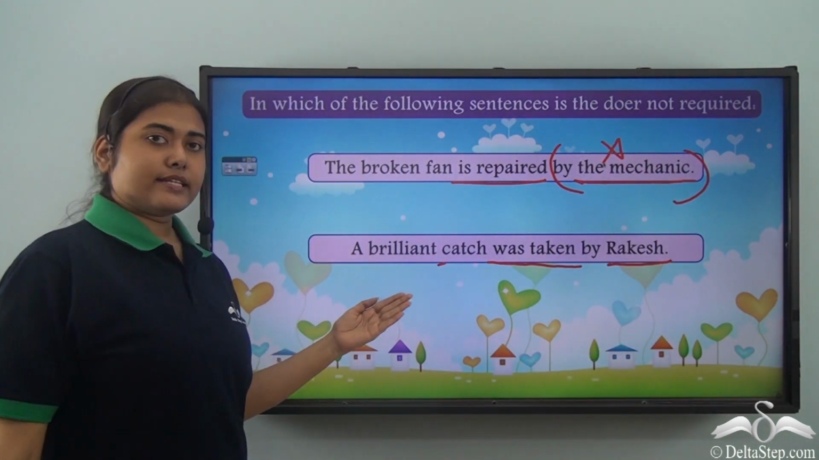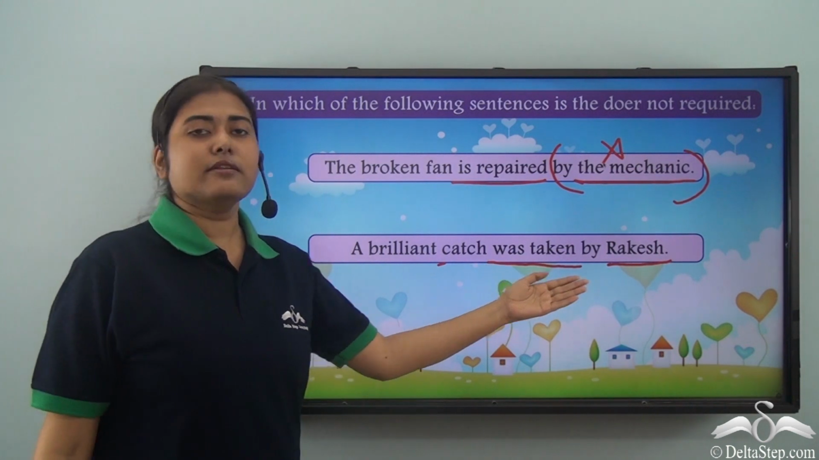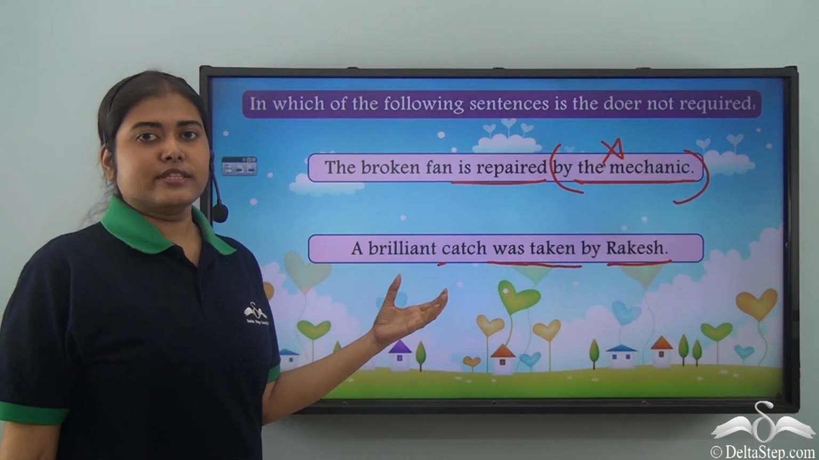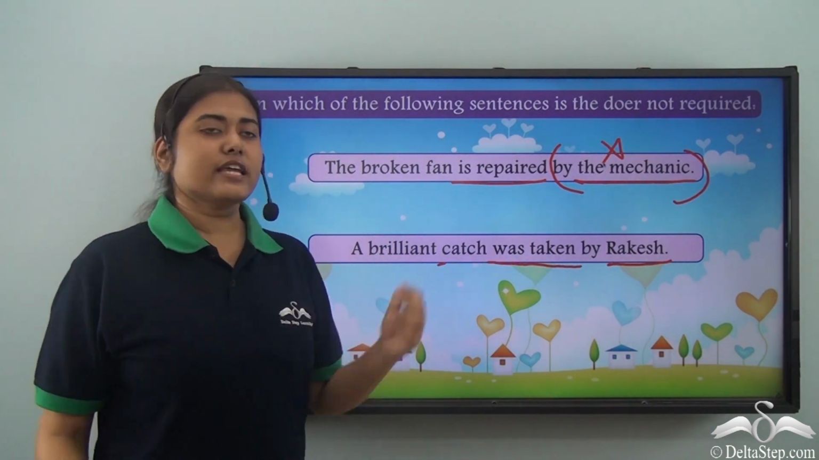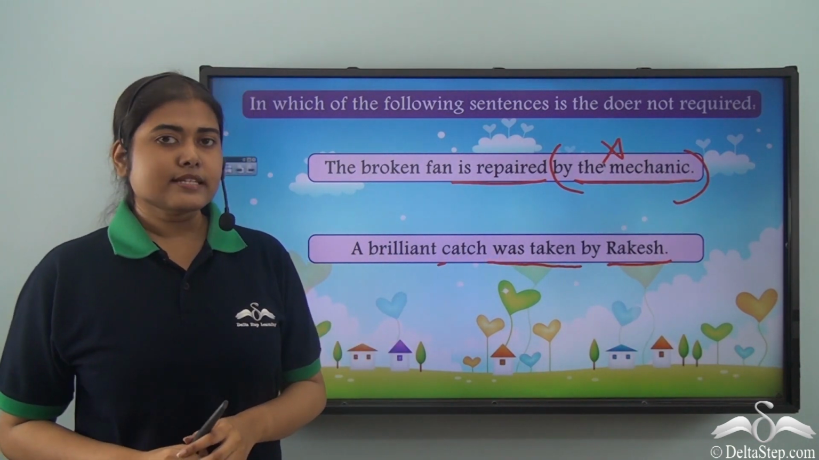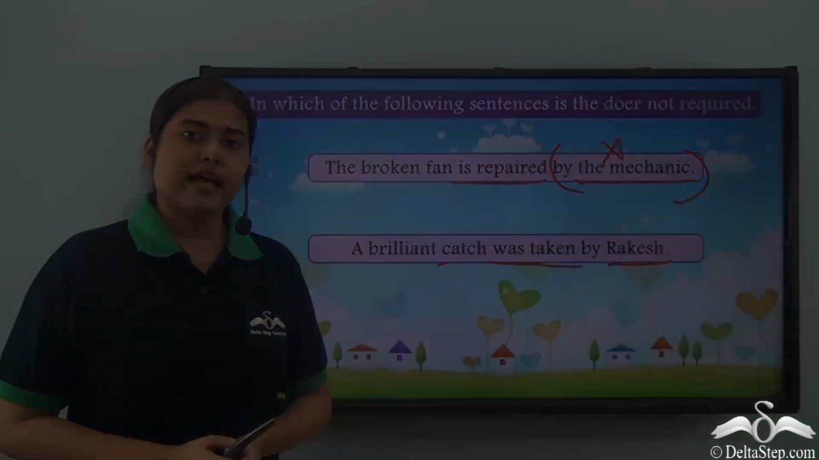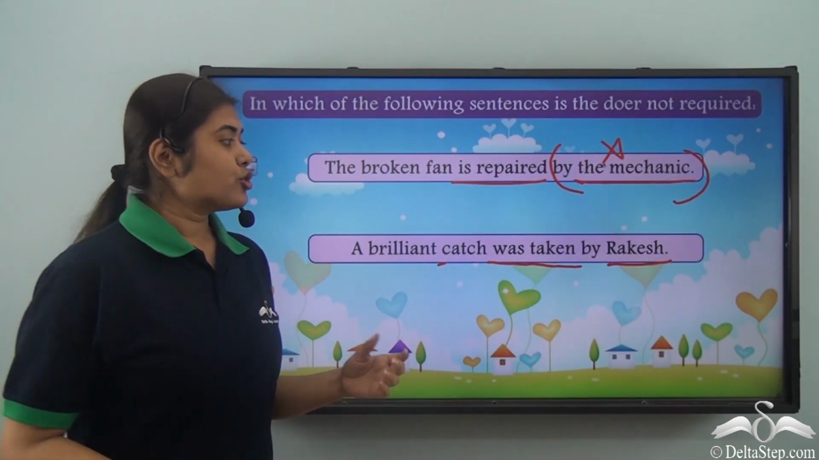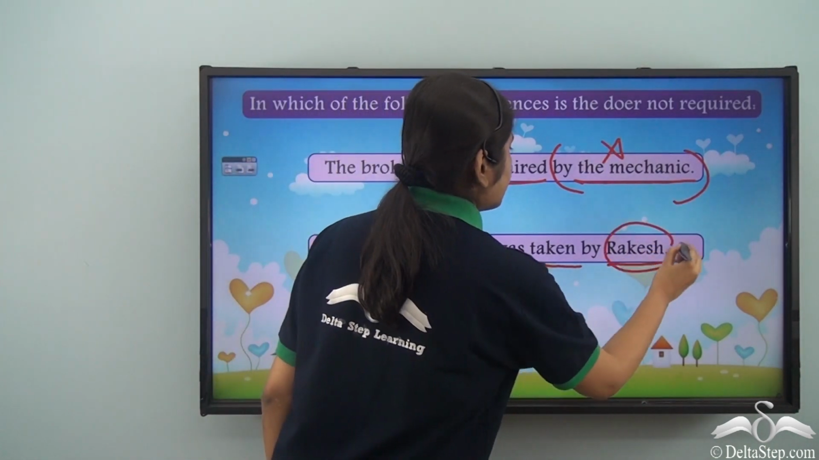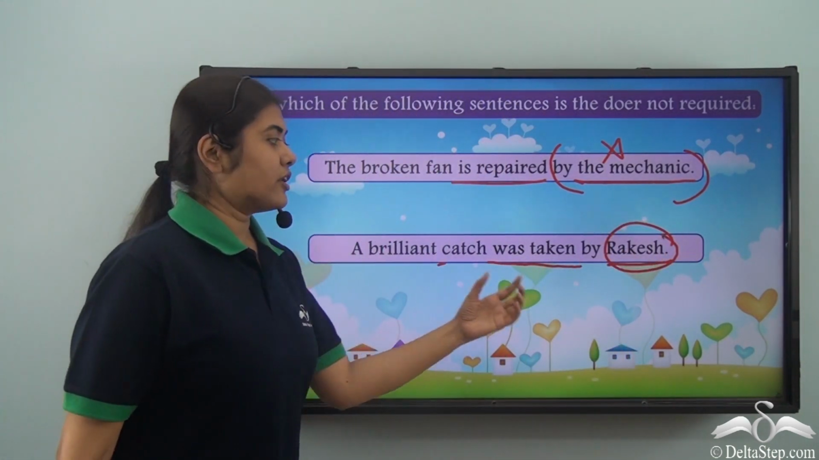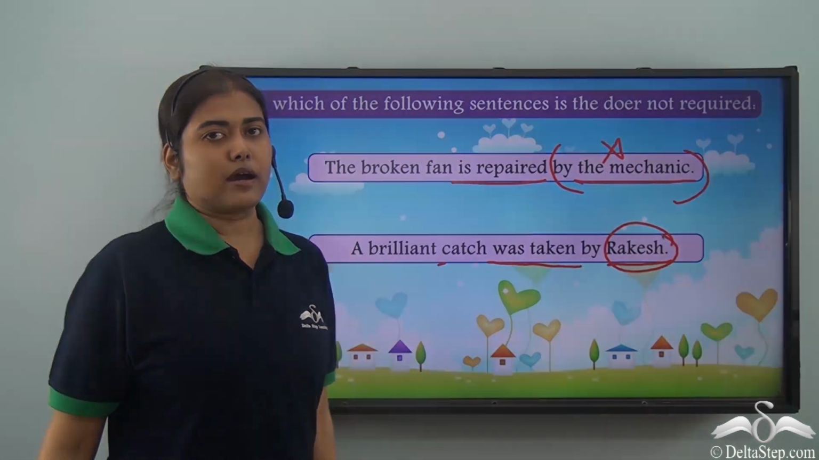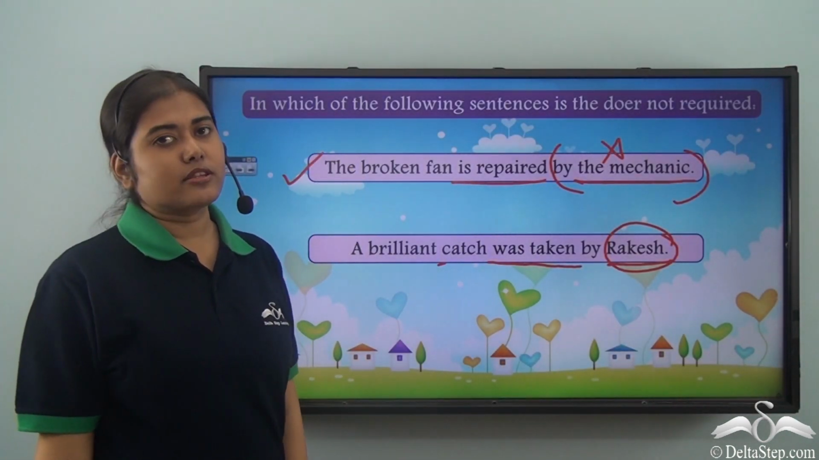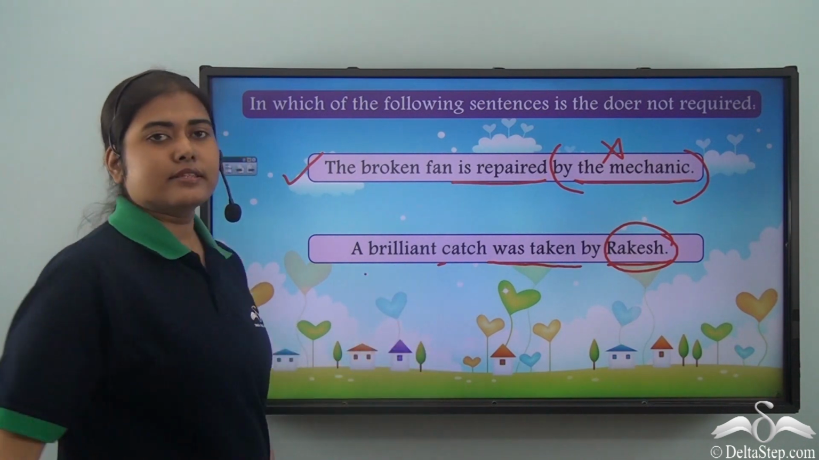But in this case, a brilliant cat was taken by Rakesh. Now, if I remove the doer in this case, a brilliant cat was taken, I do not understand who has taken that cat. It can be anyone other than Rakesh as well. So here the doer is important and we cannot choose to omit this part. So only in this case we can choose to omit the doer, but not in this case.